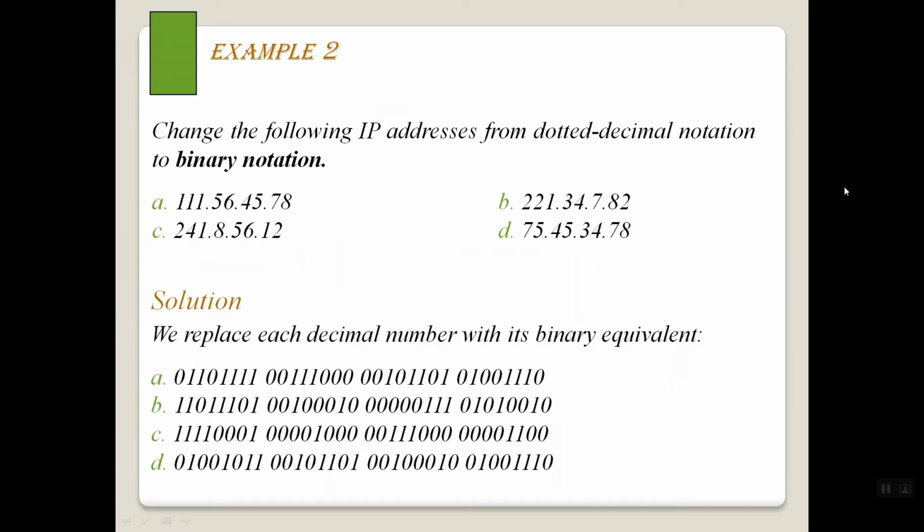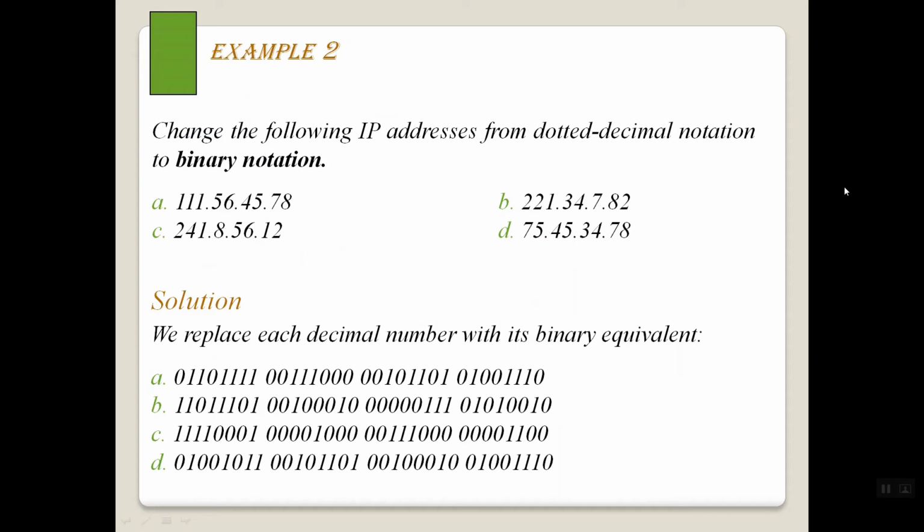Change the following IP addresses from the dotted decimal notation to its binary notation. You just have to convert the corresponding decimal number to its binary form, in reverse order. So for A, if it has been given 111.56.45.78, the corresponding binary conversion will be 01101111, 00111000, 00101101, 01001110, and this is the way we will convert B, C and D.